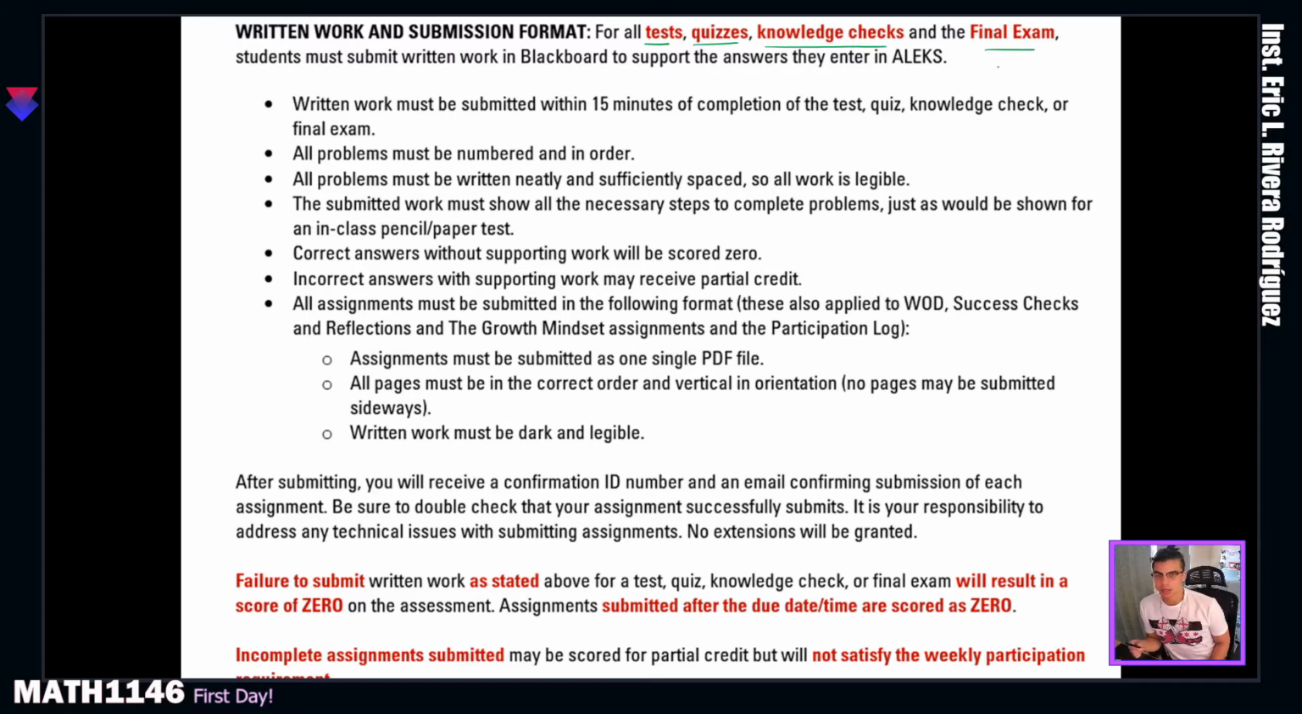Those assessments are going to be taken on Alex. In Alex, the only thing that you are going to do is to submit your final answer. That's it. You are not going to put steps, just the final answer.